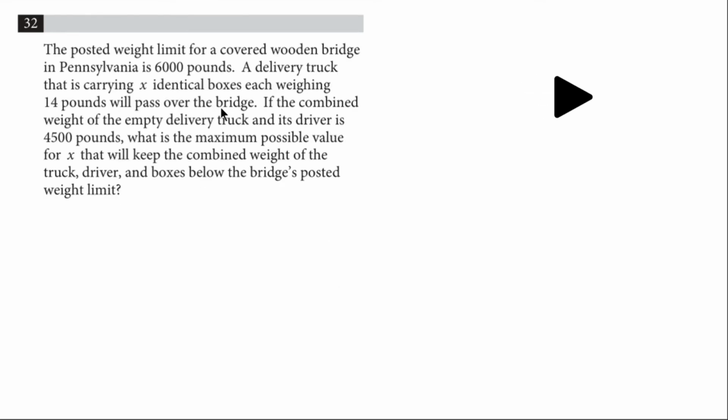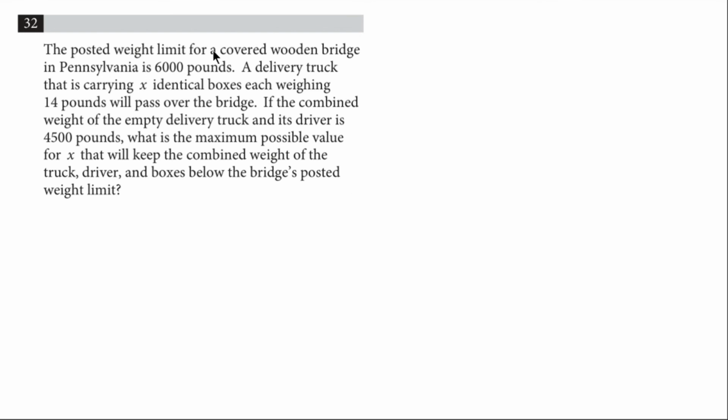The posted weight limit for a covered wooden bridge in Pennsylvania is 6,000 pounds. A delivery truck that is carrying x identical boxes, each weighing 14 pounds, will pass over the bridge. If the combined weight of the empty delivery truck and its driver is 4,500 pounds, what is the maximum value of x, the boxes that the driver can carry over that bridge?